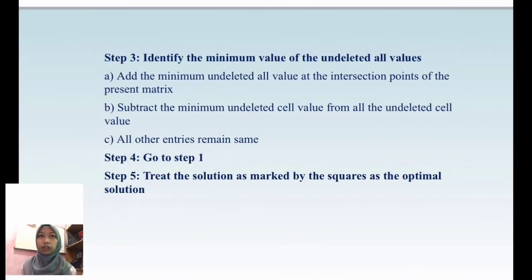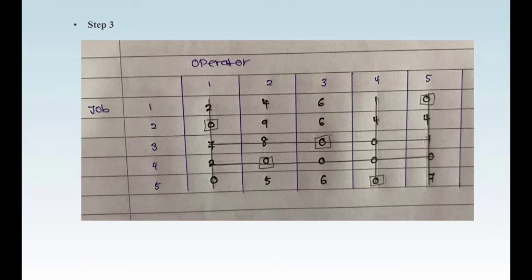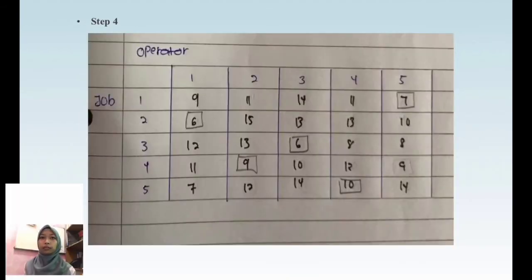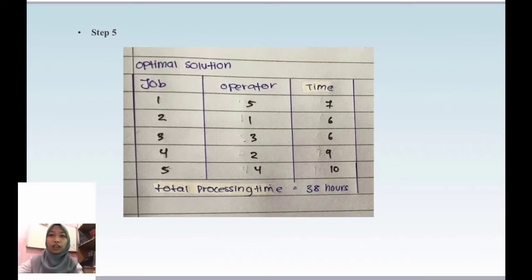Next slide, identify the minimum value of the undeleted values. For step 4, you can go back to step 1 and repeat, and for step 5, treat the solution marked by the squares as the optimal solution. Okay, that's all from me.